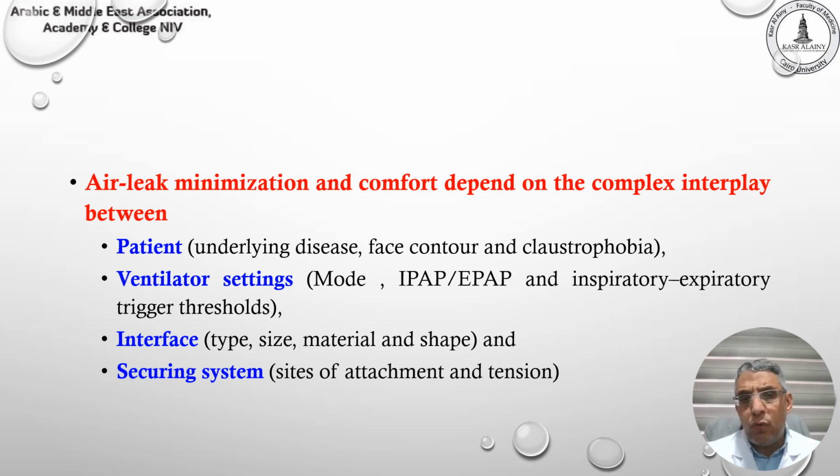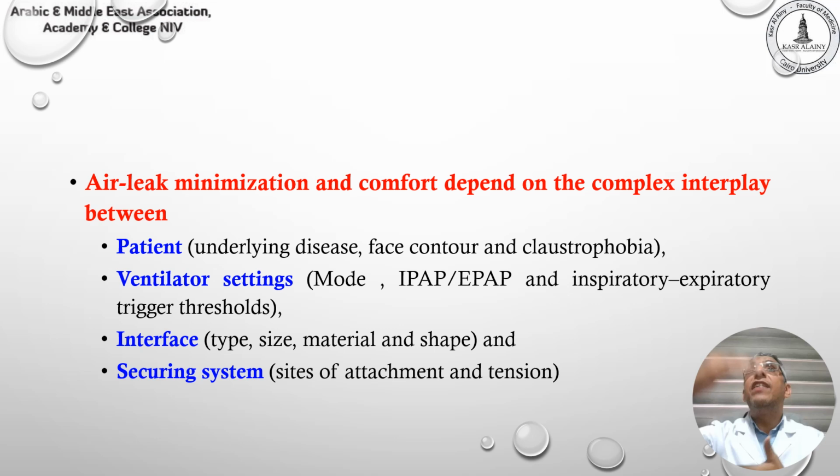How to minimize the leak? Minimizing the leak will depend on four items: patient, ventilator setting, interface used, and securing system of the interface. Patient: the underlying disease. If the patient has chronic obstructive airway disease, the patient may have some sort of auto-PEEP, so I have to put some sort of PEEP. Face contour: if the patient is claustrophobic, this will not be tolerated. So then the full face mask will not fit the patient. Maybe an oronasal face mask is better.